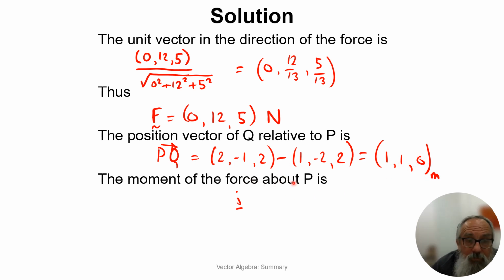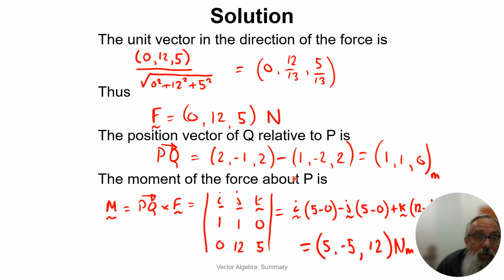So the moment of the force about P is the cross product of PQ and F, which expanded, learn this expansion, is (5, -5, 12), and we can work out a magnitude of that by squaring each, summing them, and taking the square root.